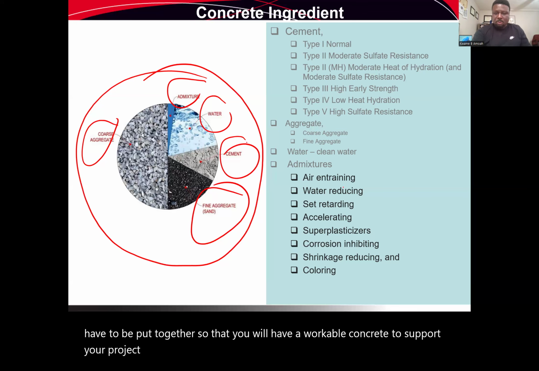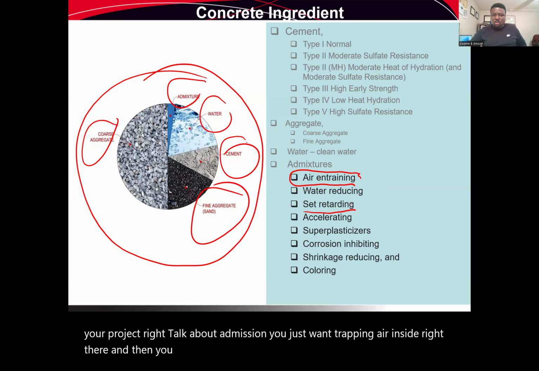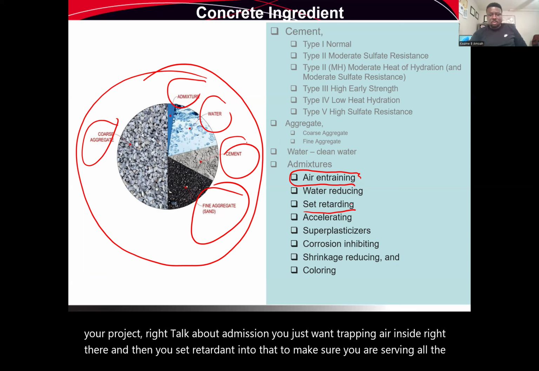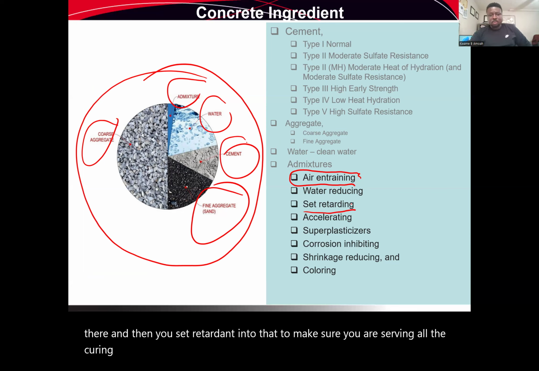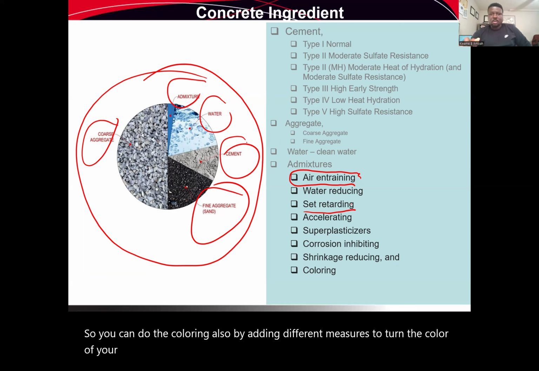Talking about admixtures, you may want to trap air inside, right? And then you add a retardant to that to control the curing process. And so you can do the coloring also by adding different mixtures to tint the color of your concrete and so on. All right.